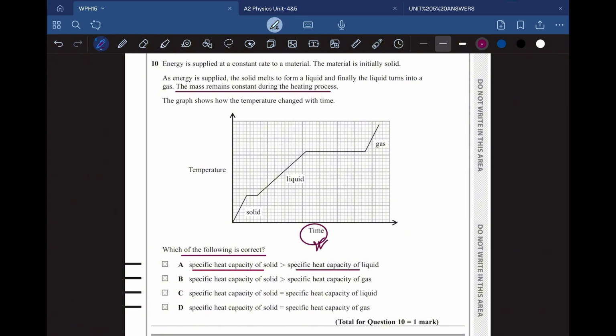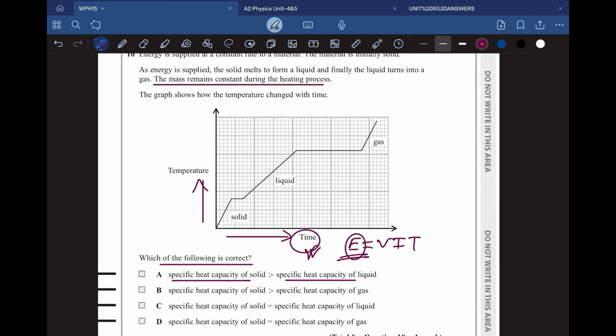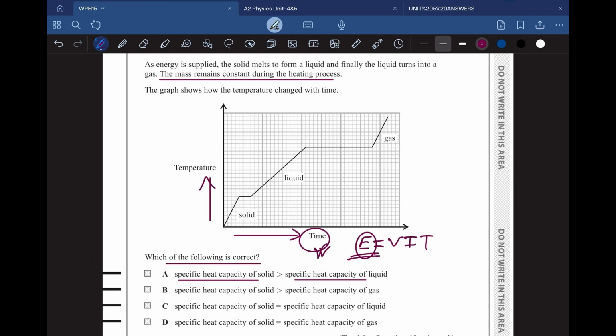Here, as the time is increasing, we can relate this time with energy, because we know that as the energy is increased, the temperature increases, right? Why? Because we know energy is equal to voltage times current times time. Okay, so energy has been supplied. When you increase the supply of the energy, the temperature of the solid increases.